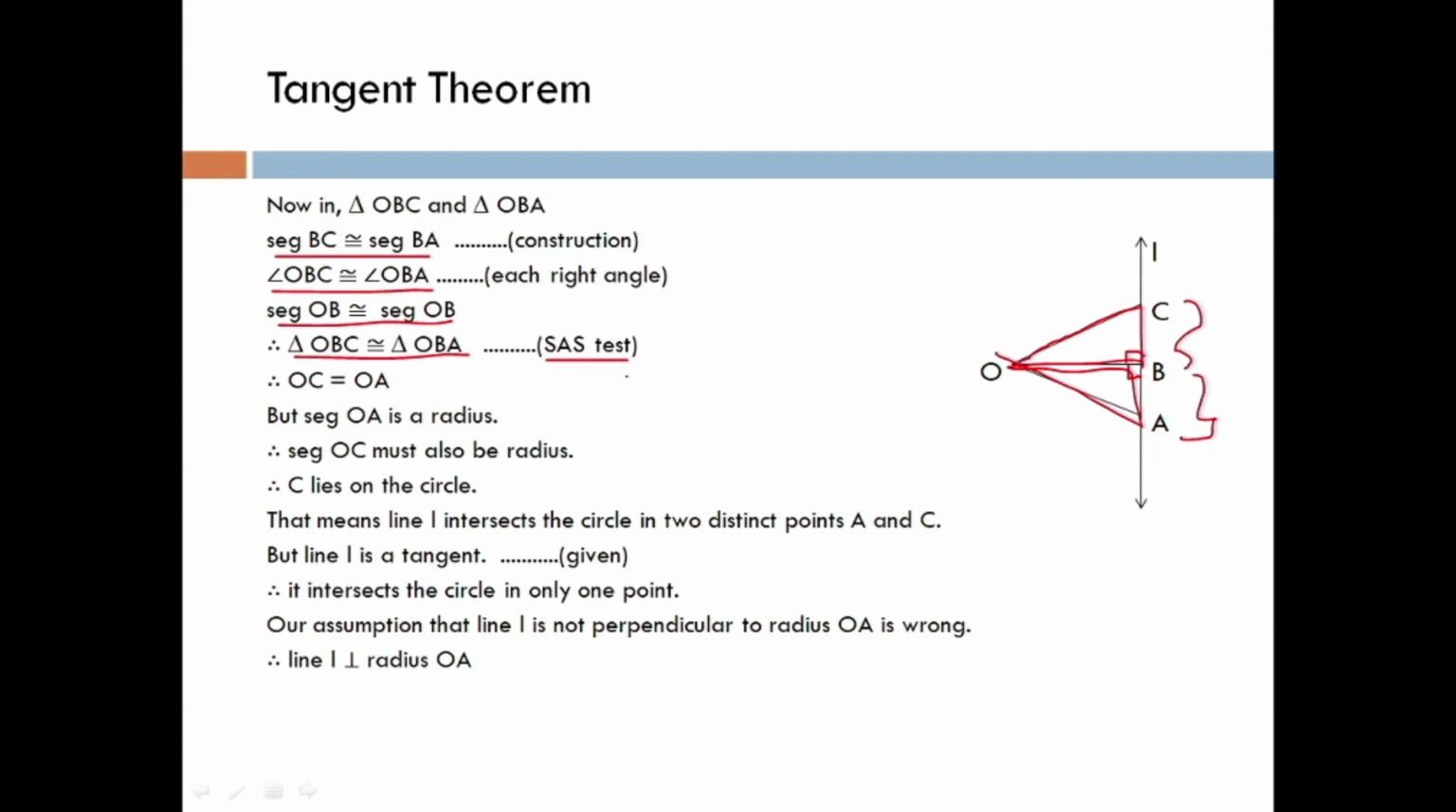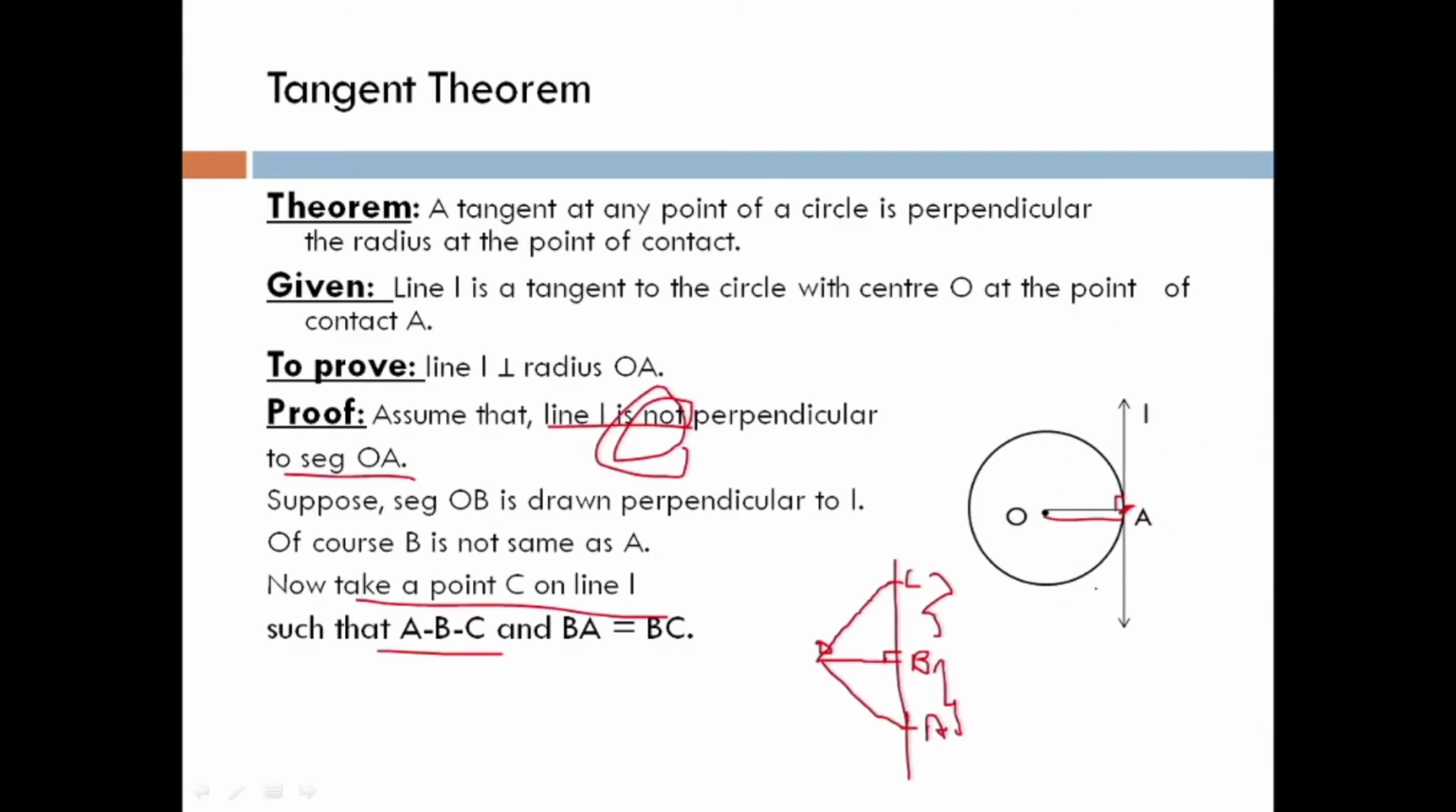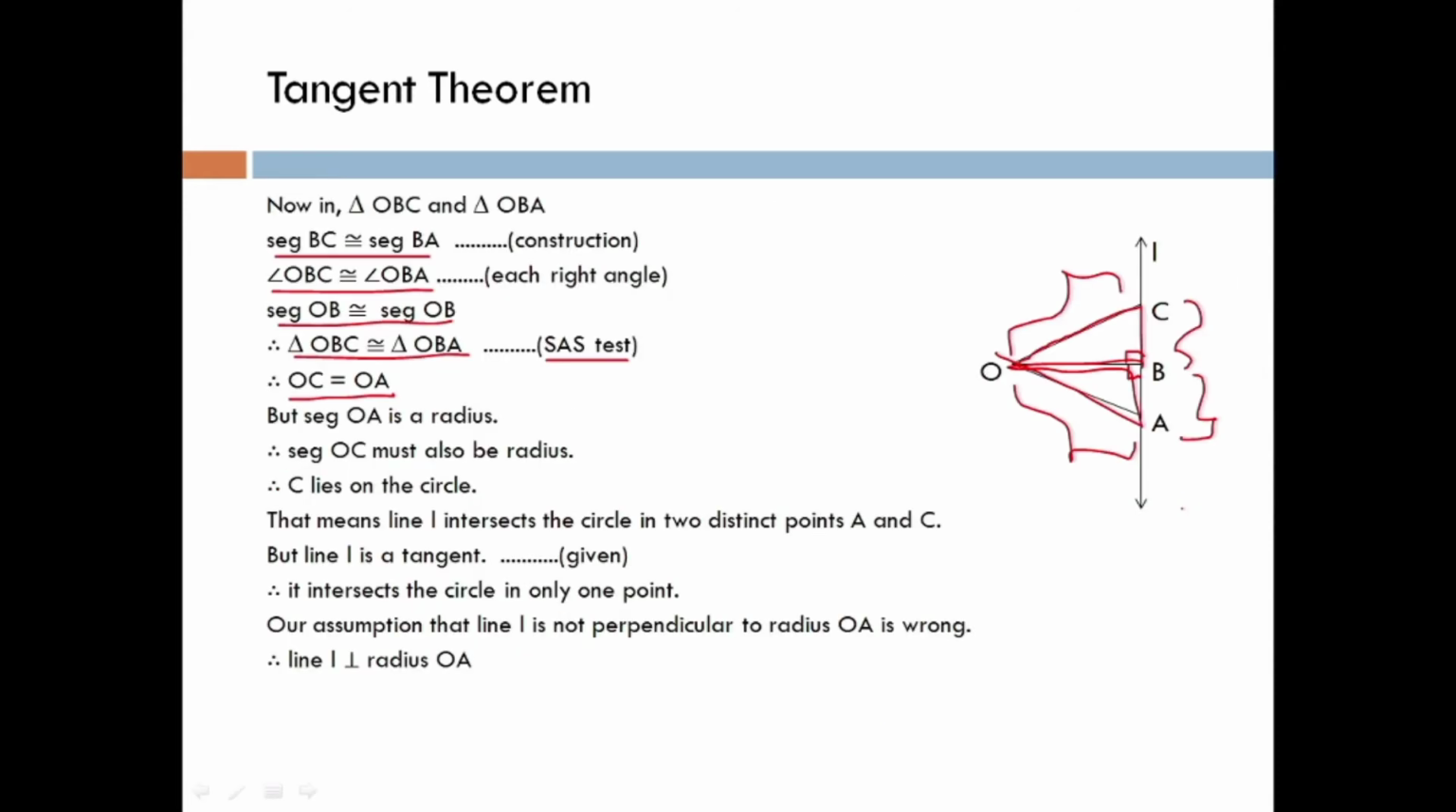Now, this test we have learned in the similarity chapter. Since they are congruent to each other, we can say that OC is equal to OA. This side, that is this one, is equal to OA. Right. From the previous diagram, that is this main diagram, we know that OA is the radius of the circle. Since OA is the radius of the circle, we can say that OC is also the radius of the circle and C lies on the circle itself.